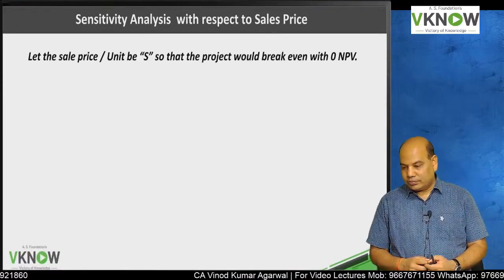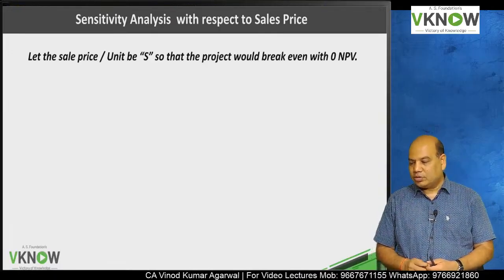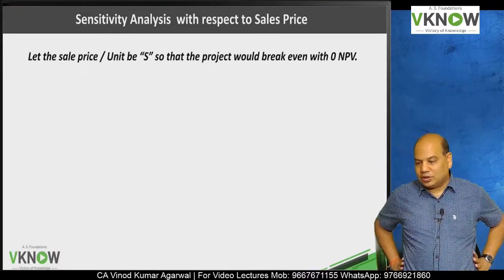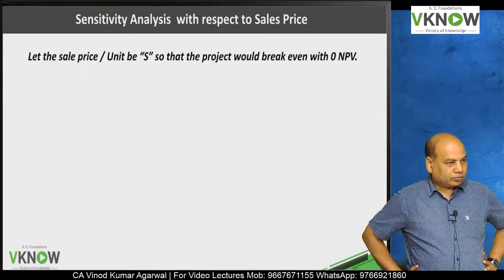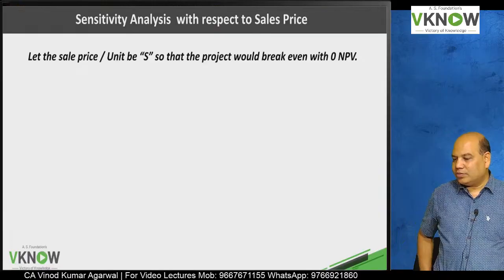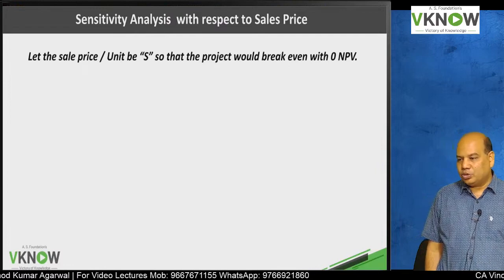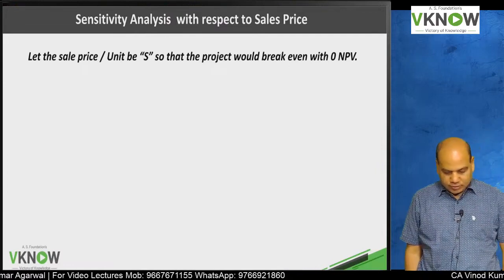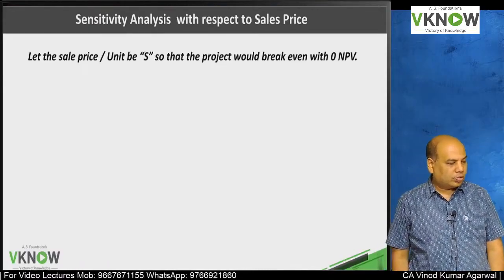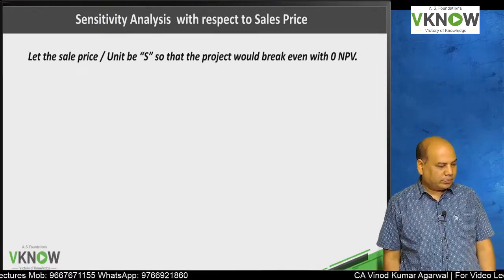Now write down sensitivity analysis with respect to sales price. Let the sell price per unit be S, so that the project would break even with 0 NPV.